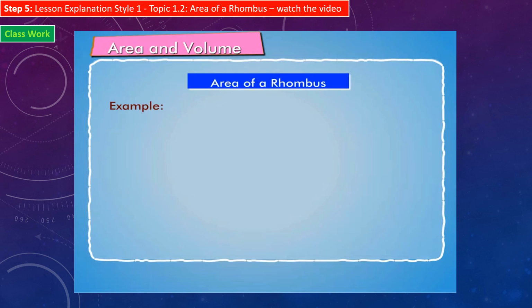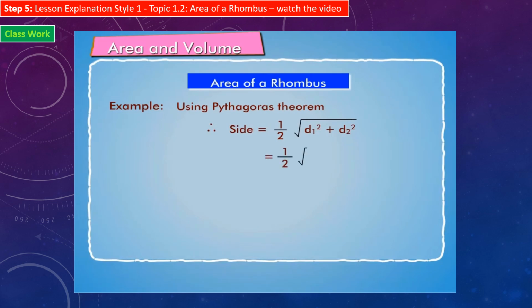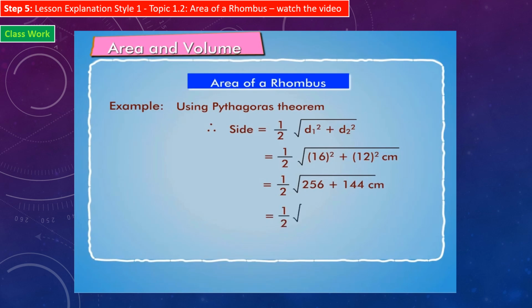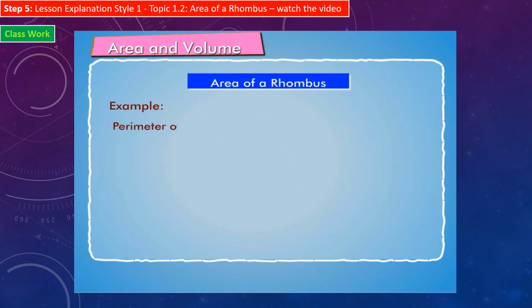Now to find the perimeter, we first find the length of a side of the rhombus. Therefore, side is equal to 1 by 2 under root d1 square plus d2 square, which is equal to 1 by 2 under root 16 square plus 12 square, which is equal to 1 by 2 under root 256 plus 144. That is 1 by 2 under root 400, or 1 by 2 into 20, which is equal to 10. Hence, perimeter of the rhombus is 4 into 10, or 40.